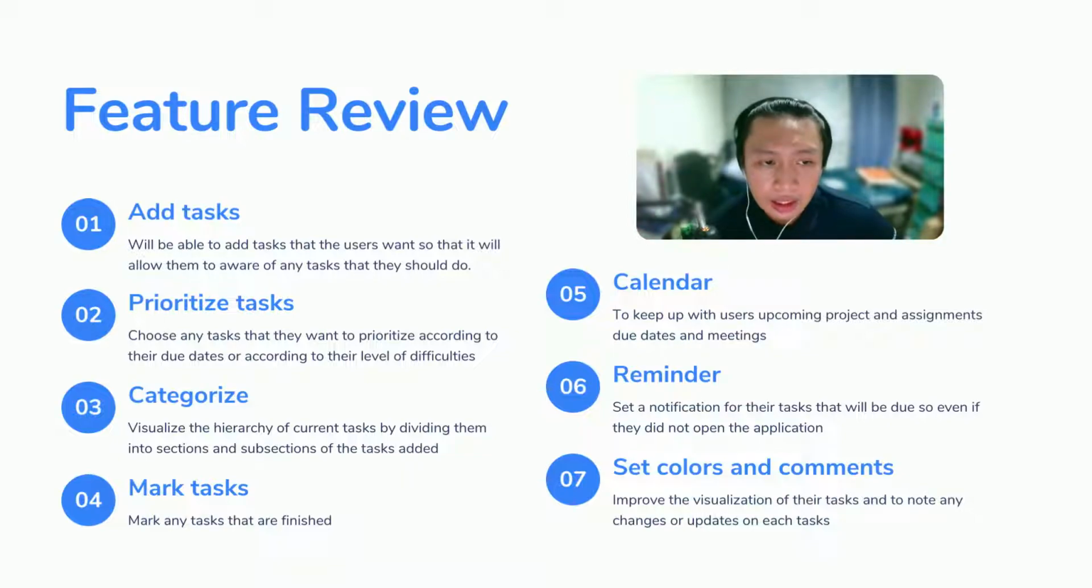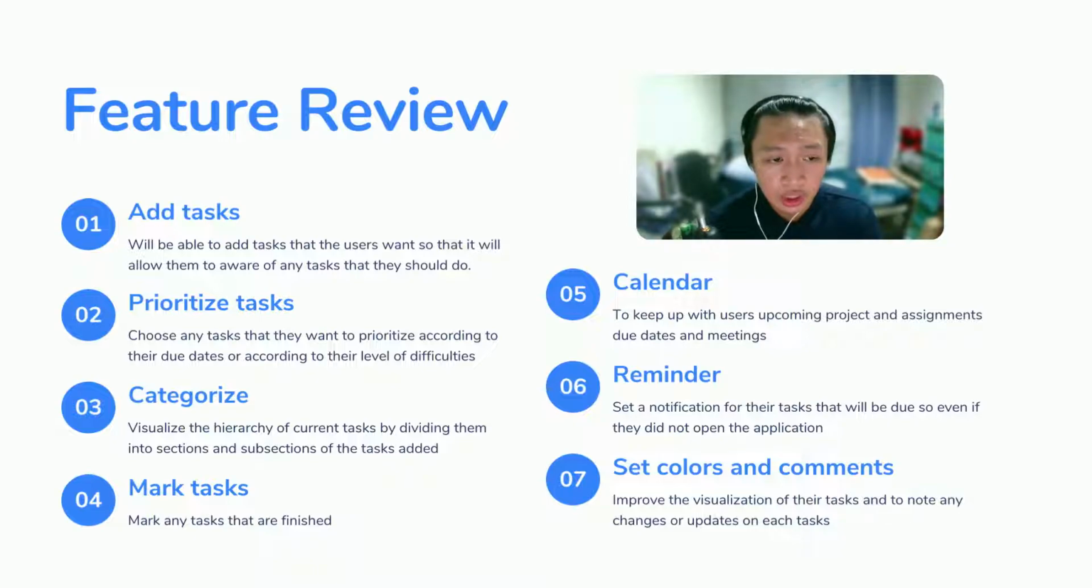This will eliminate any redundant tasks and will visualize the hierarchy of current tasks by dividing them into sections and subsections of the task added. They can be viewed better by categorizing each section and subsection by adding a title to the sections according to their appropriate name. To know which task has been done or not, the proposed application can organize tasks into a checklist or a to-do list so users can check when they are finished with their task and will reduce any confusion for the users with the tasks on the list.